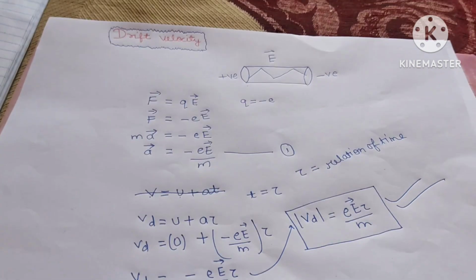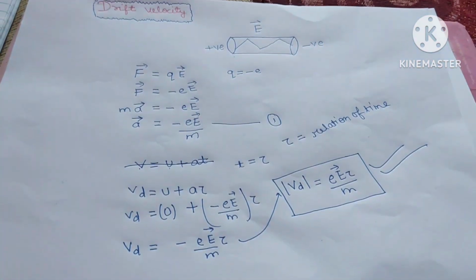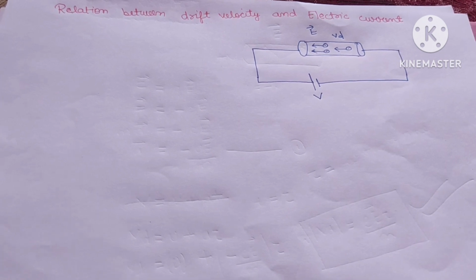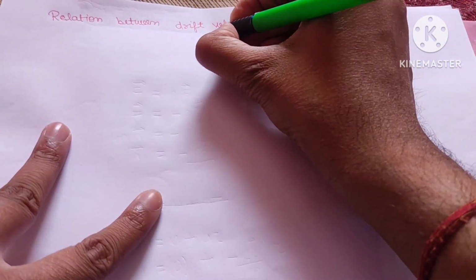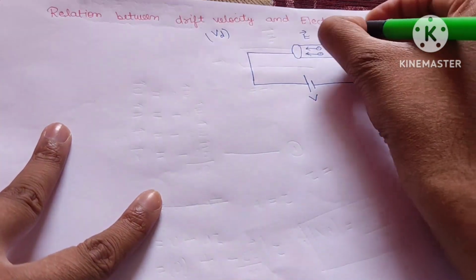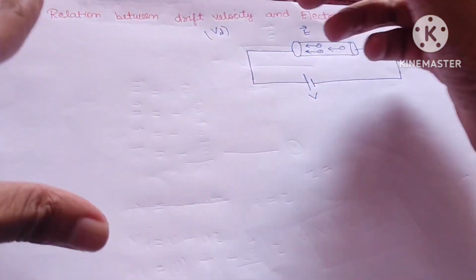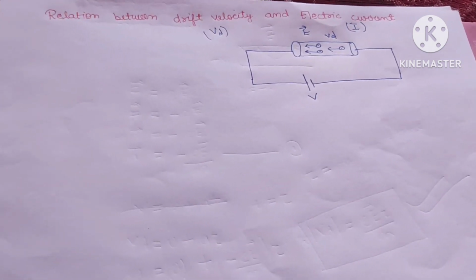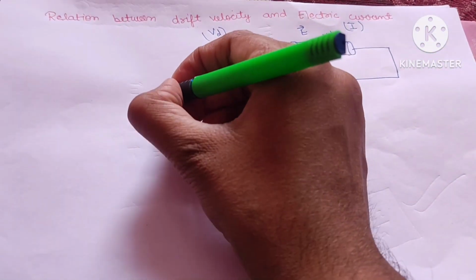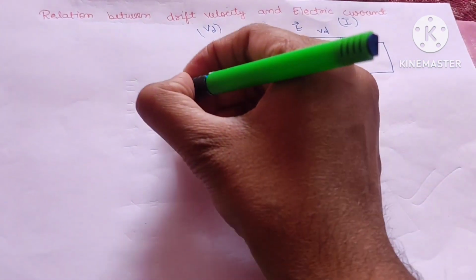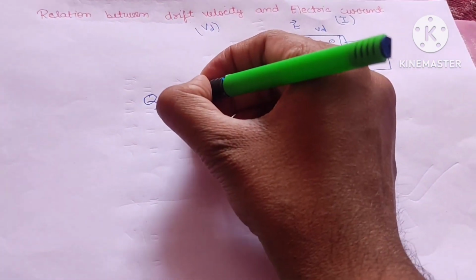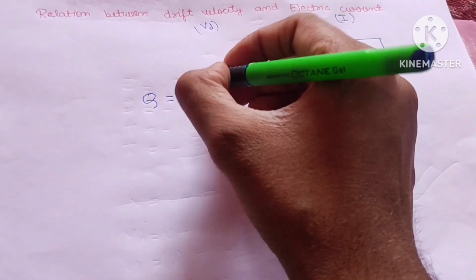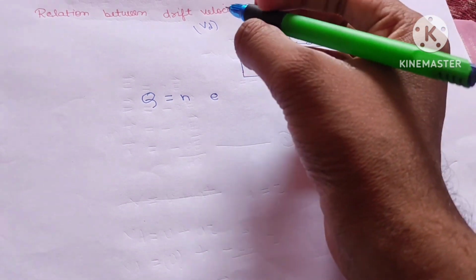Hello friends, today we'll find the relation between drift velocity and electric current. So drift velocity is Vd and electric current is I. We'll find the relation between these two. So here we go. From the quantization of charge, we know Q is equal to N E. But here we will include the volume also. So what is volume? Area into length.